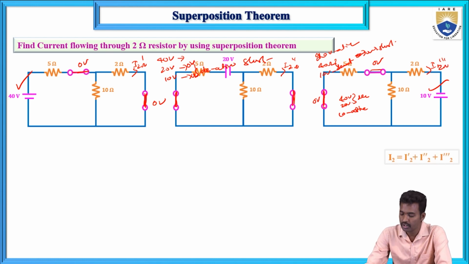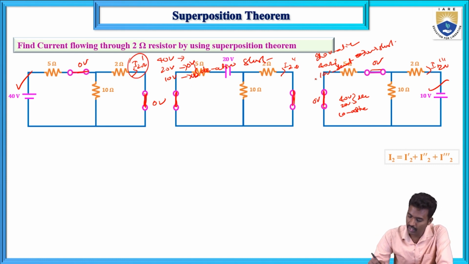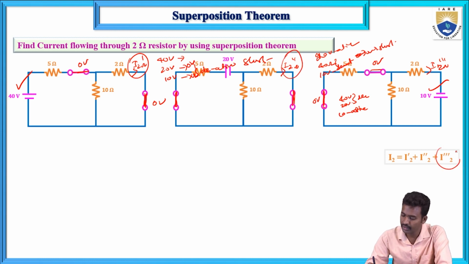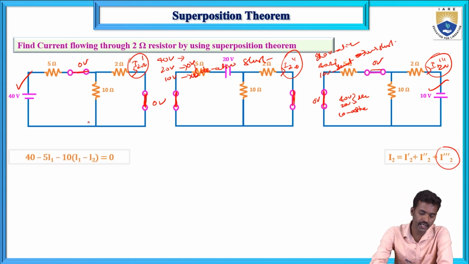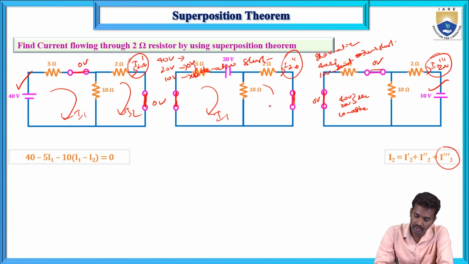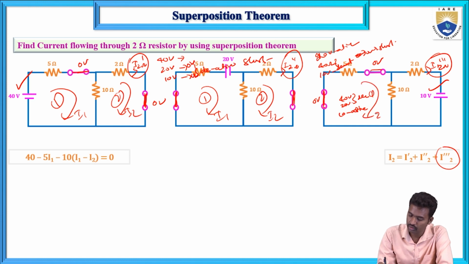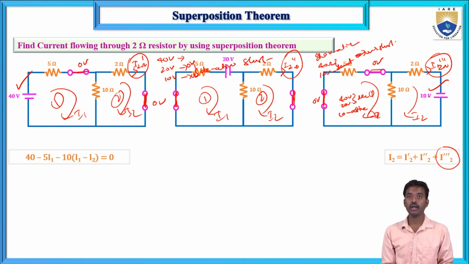Now the total response equals the sum of the individual responses. I2 dash is this one, I2 double dash is this one, and I2 triple dash is this one. So first calculate the individual response one. I2 dash: this is I1, this is I2, there are 2 meshes, mesh 1 and mesh 2, with mesh currents in the clockwise direction. These are all individual response currents for each circuit.